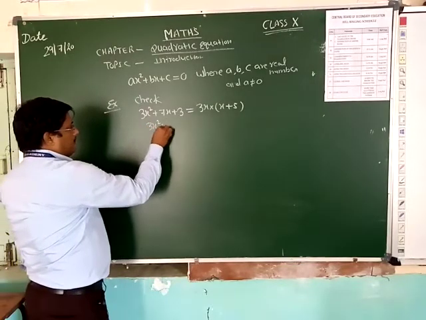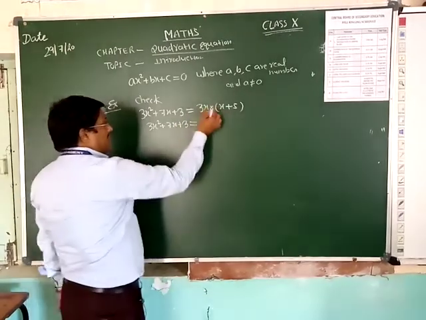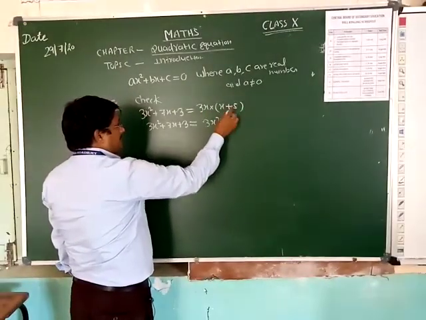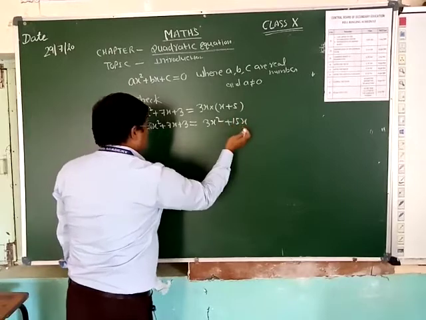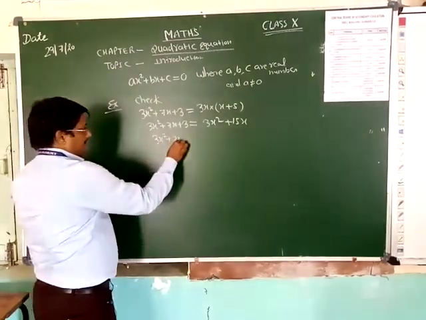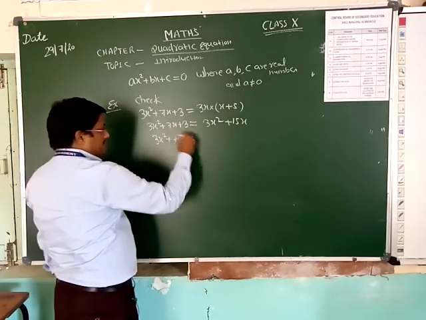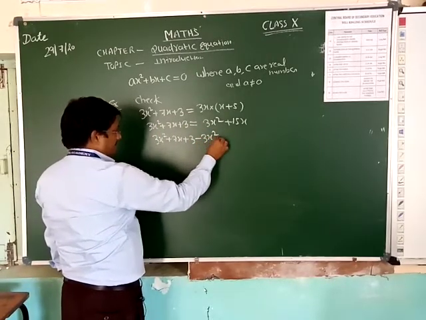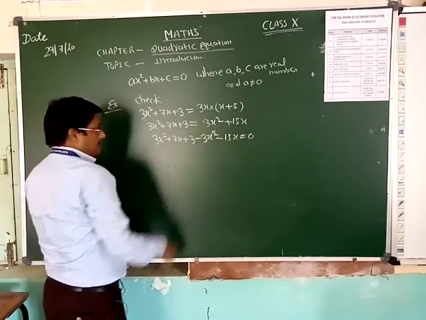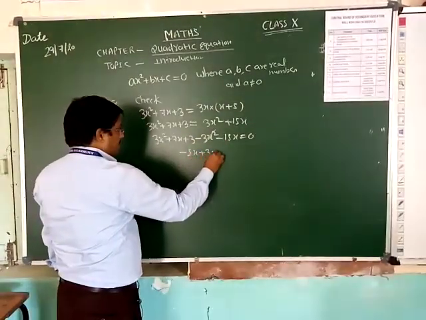3x square plus 7x plus 3. Break the bracket. First, 3x multiplied with x is 3x square, 3x multiplied with 5 is 15x. Transpose all these values to the LHS. 3x square plus 7x plus 3, 3x square transposed to the LHS, the sign will be changed, plus 3x square converted into minus 3x square, minus 15x is equal to 0. 3x square cancels out, plus 7x minus 15x is minus 8x, plus 3 is equal to 0.